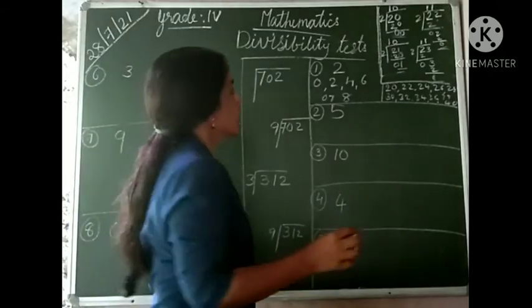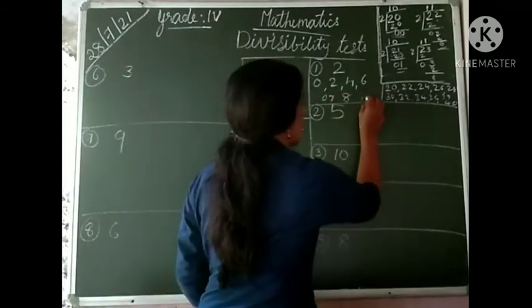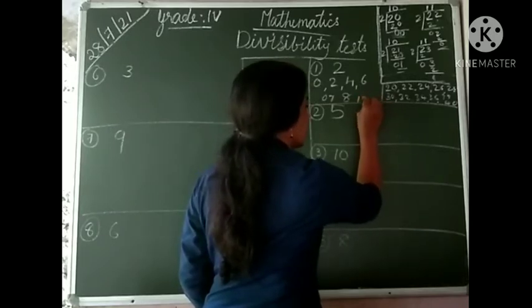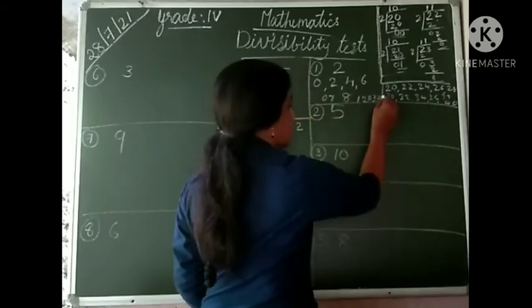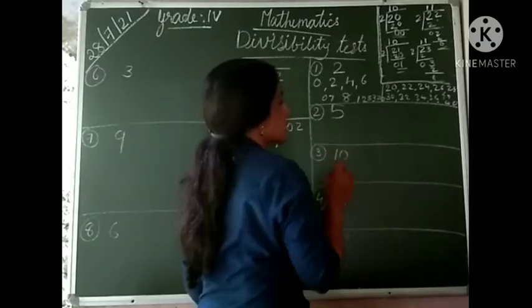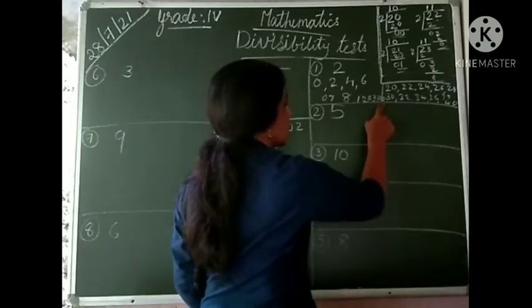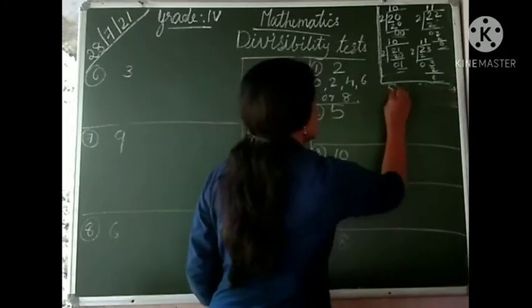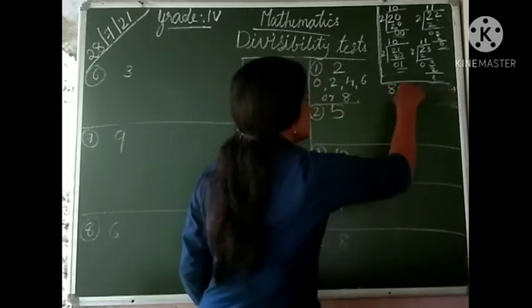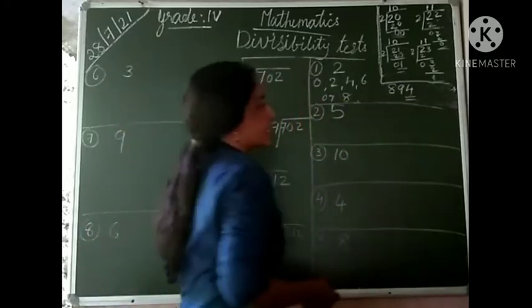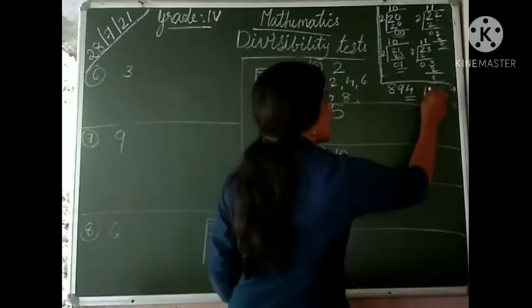The number is 1,25,370. Can you say without division this number is divisible by 2? Yes. What can we check? Only the ones place number, that is 0. Otherwise, 894. Is this number divisible by 2? Yes. Why? We only check the ones place number.